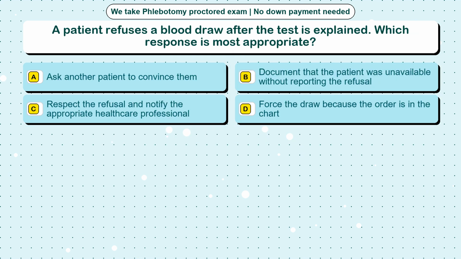Question 24. A patient refuses a blood draw after the test is explained. Which response is most appropriate? Option A, ask another patient to convince them. Option B, document that the patient was unavailable without reporting the refusal. Option C, respect the refusal and notify the appropriate healthcare professional. Option D, force the draw because the order is in the chart.